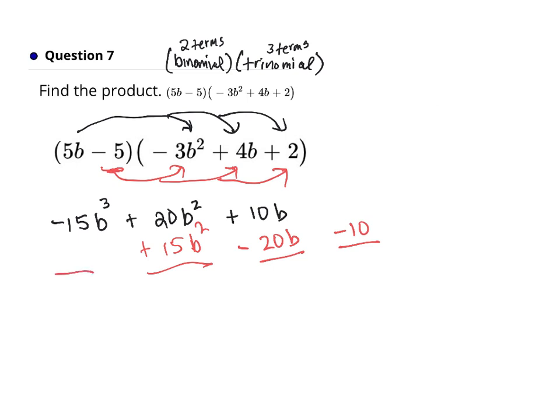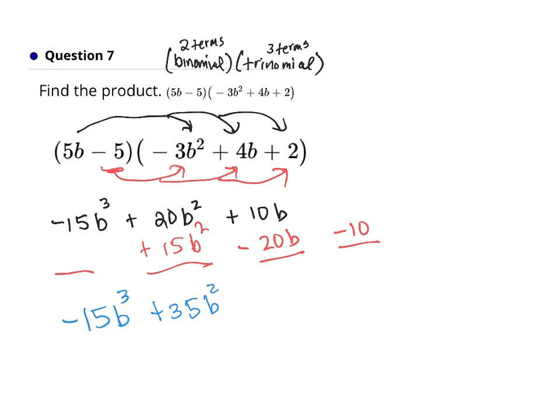So I'm going to combine my columns. Negative 15b cubed, nothing to combine with that, so I'm just going to write negative 15b cubed. Second column, I have 20b squared and 15b squared. Double check that they're the same variable and exponent, and then just combine your coefficients. 20 plus 15 will give us a positive 35. Don't forget to put the sign between the terms, and then rewrite the b squared.